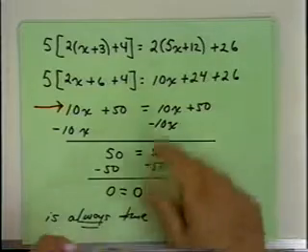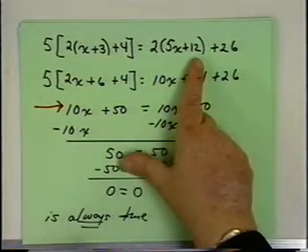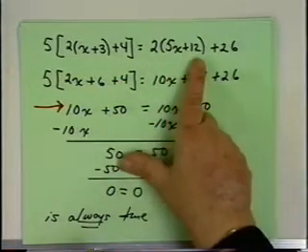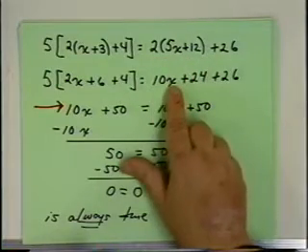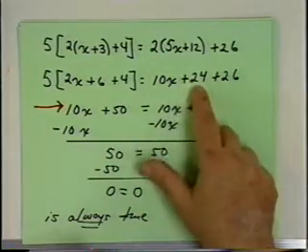Okay. Now, what happens up here? The 2 multiplies what's in the parentheses. So by the distributive property, the 2 times the 5x gives me 10x. The 2 times the 12 gives me 24.